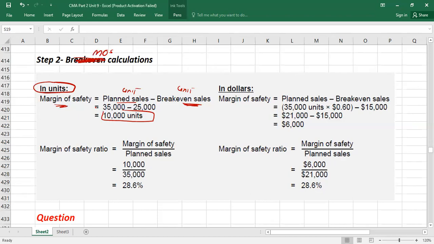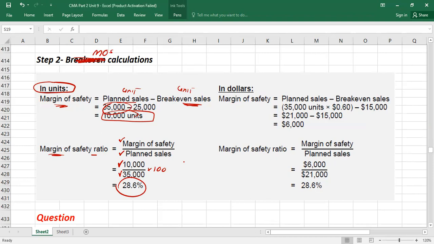Now I can convert into percentage. I can calculate the margin of safety ratio also. What is the formula? I take margin of safety in units divided by planned sales in units, multiplied by 100. So margin of safety in units is 10,000. And planned sale in units is 35,000. So it is going to be 28.6%, if I multiply by 100. So you will get it as a percentage.